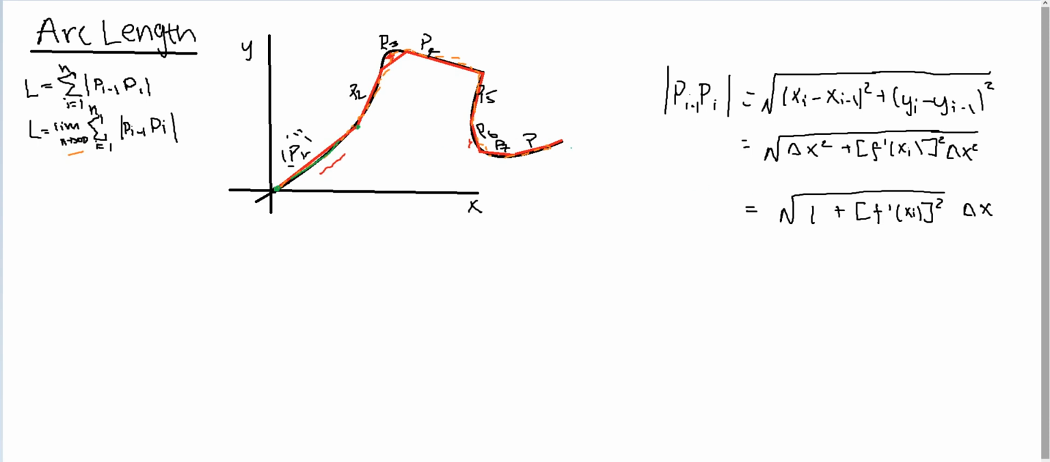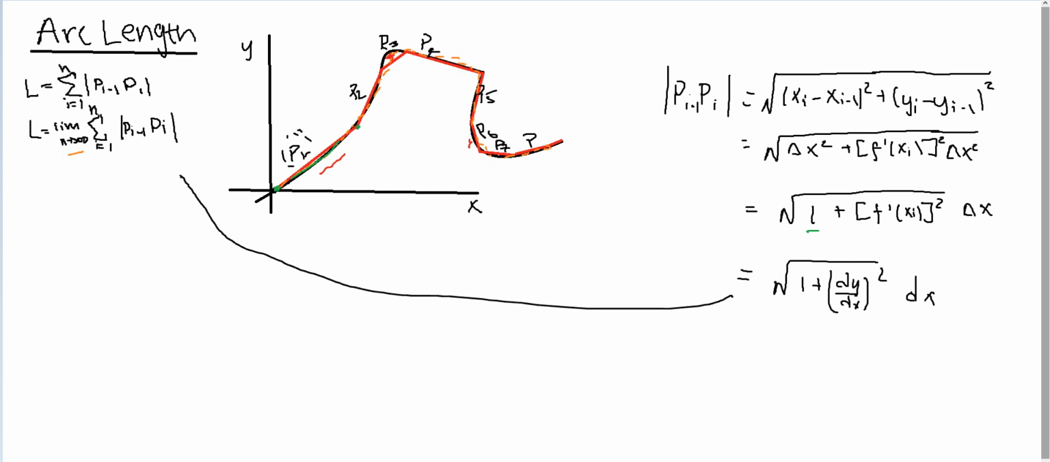Okay, now that that's out of the way, we know that we can simplify this to the square root of (change in x) squared plus (f prime of x_i) squared times (change in x) squared, which simplifies to the square root of 1 plus f prime of x_i squared, times change in x, which is outside of the square root. Now, if that doesn't look familiar, we can also rewrite that formula as the square root of 1 plus (dy/dx) squared times dx.